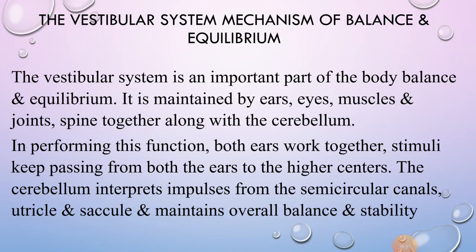Okay, now let's talk about the vestibular system and the mechanism of balance and equilibrium. The vestibular system is an important part of the body balance and equilibrium, which is maintained by ears, eyes, muscles, joints, spine, together with the cerebellum. In performing this function, both ears work together. Stimuli keep passing from both the ears to the higher centers. The cerebellum interprets impulses from the semicircular canals, utricle and saccule, and maintains overall balance and stability.